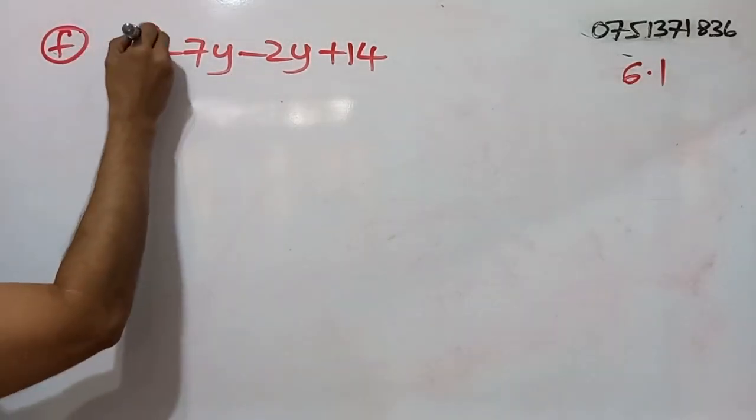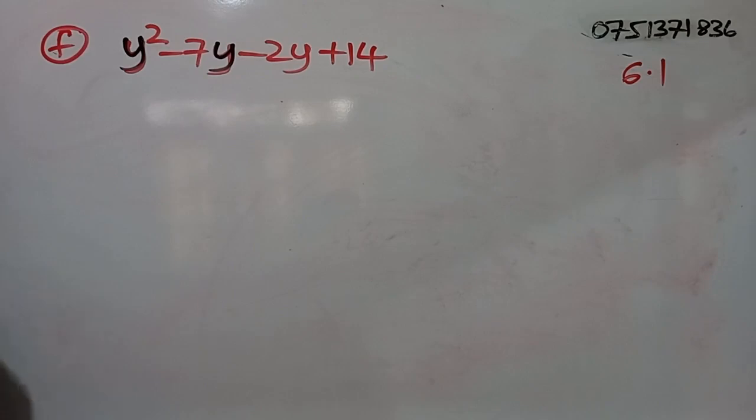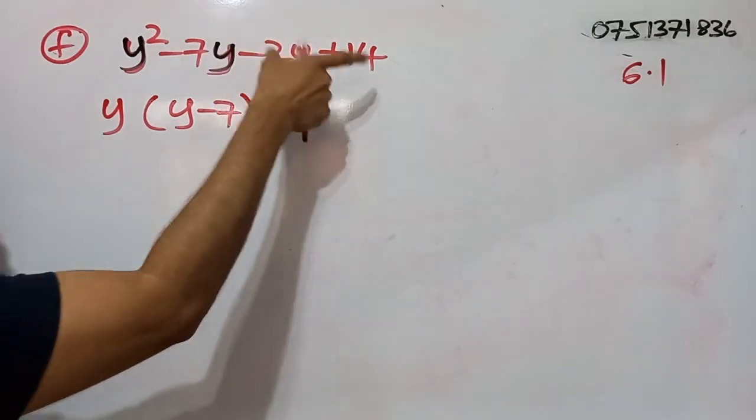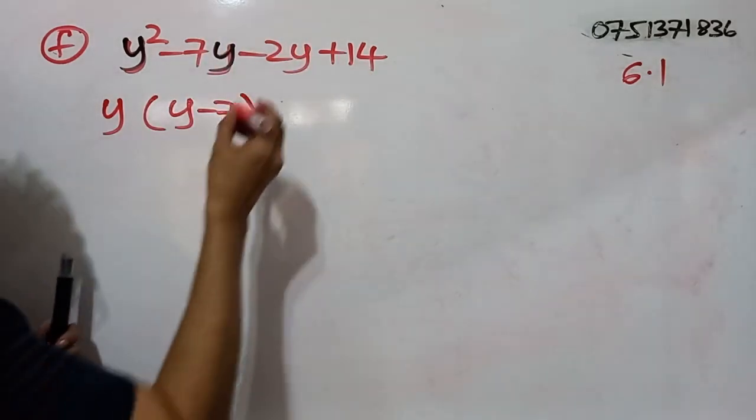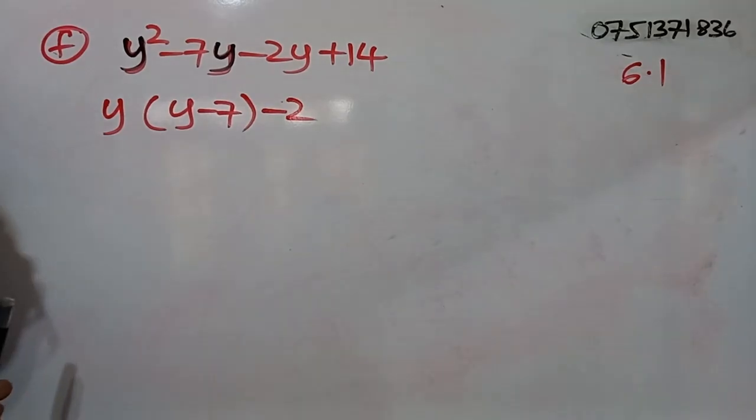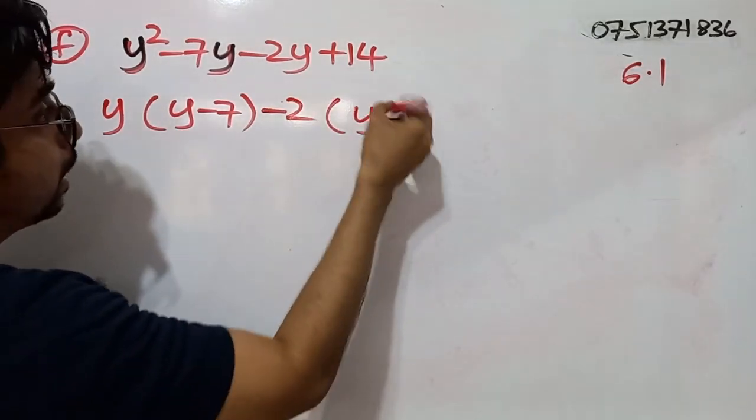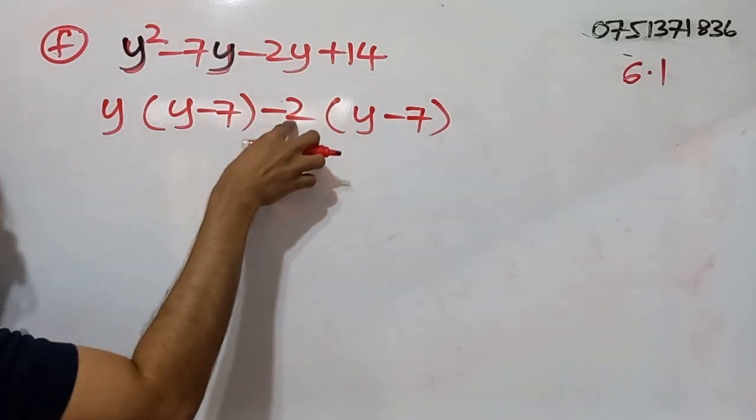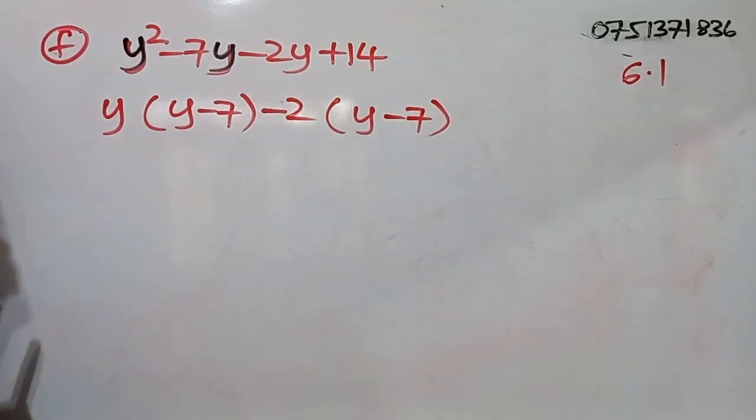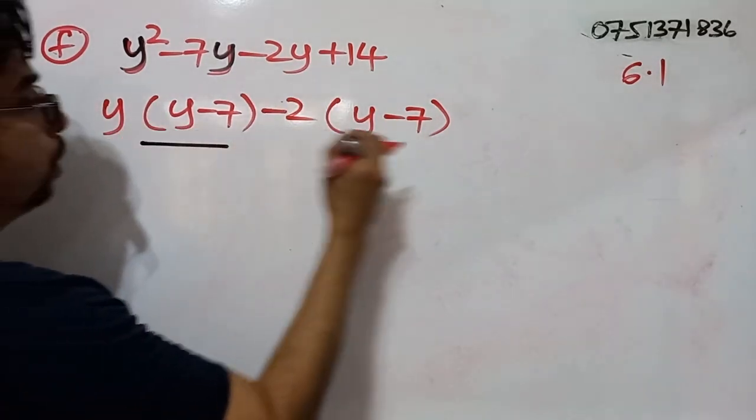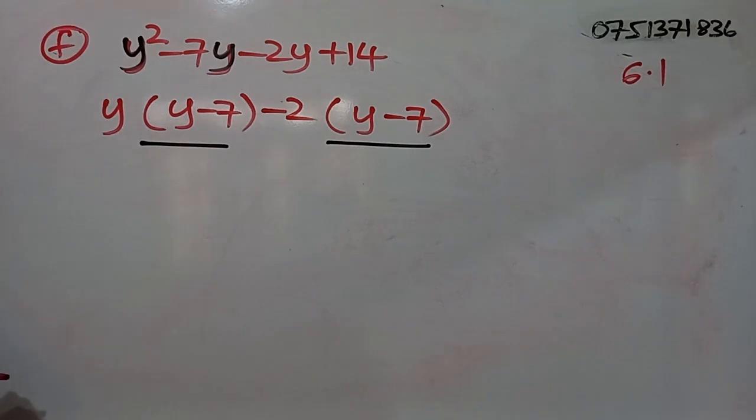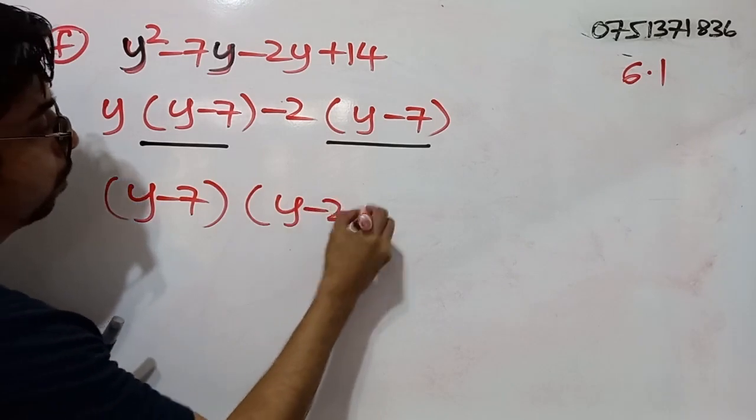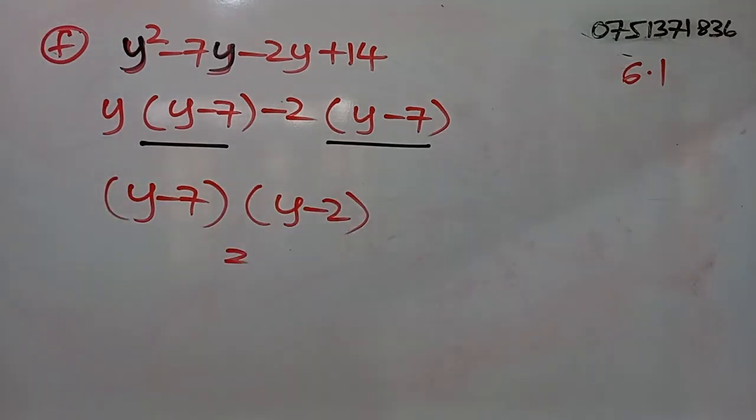So when we consider these two terms, y is common, so y minus 7. When we consider these two, we can take what? Negative 2 as a factor. So what goes inside? Y, this will be what? Minus 7, na? Because 14 we have to divide by negative 2, so the outcome will be negative 7. Right? So now these two expressions are common. So y minus 7, y minus 2. So it will be the answer.